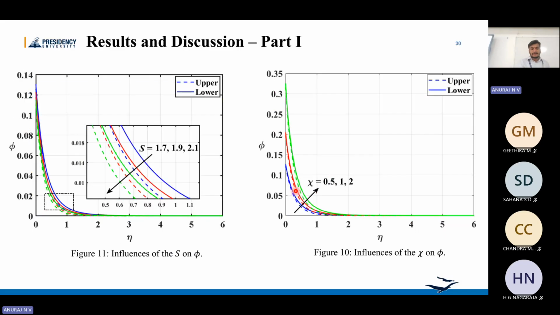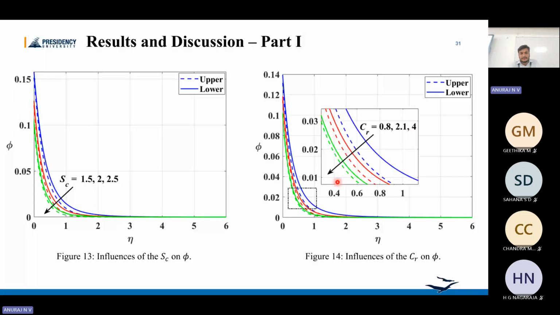Similarly for suction also, when the suction values increase, the convective transfer of mass towards the wall makes the convective boundary thinner. That's why it is decreasing here for suction. Here chi is nothing but the soluble Biot number. When the soluble Biot number increases, concentration also increases. And here I am also getting two solutions, upper solution and lower solution. Both are increasing here, but there are two natures of solution.